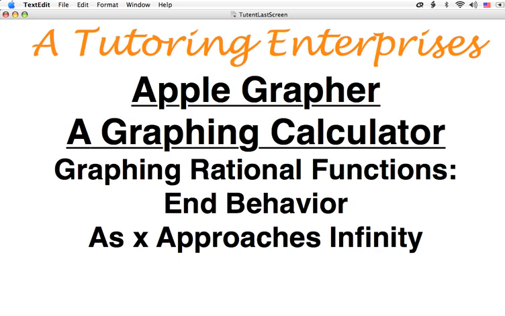Functions. Specifically, we're going to look at end behavior as x approaches infinity. Let's go over to the graphing calculator and get started. We've got a lot to do.